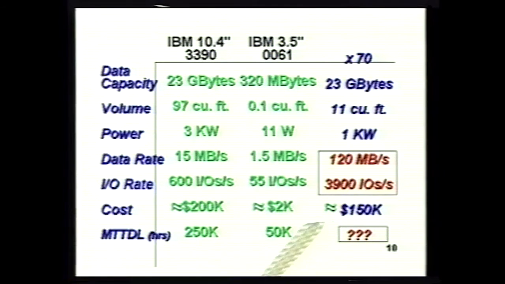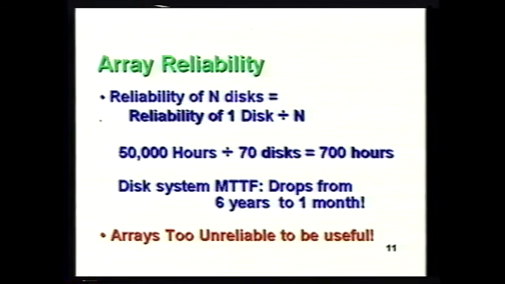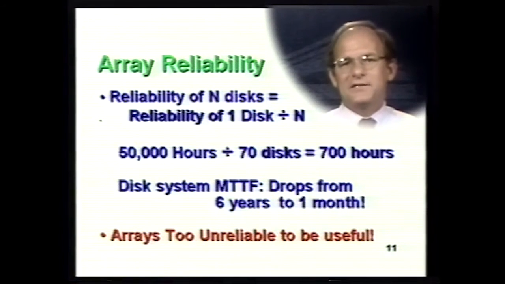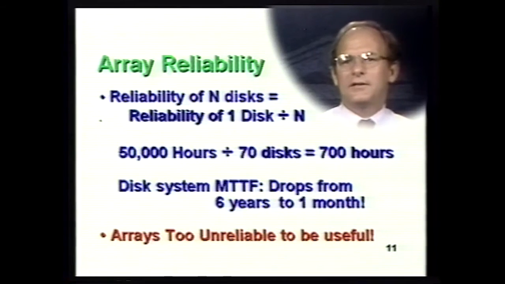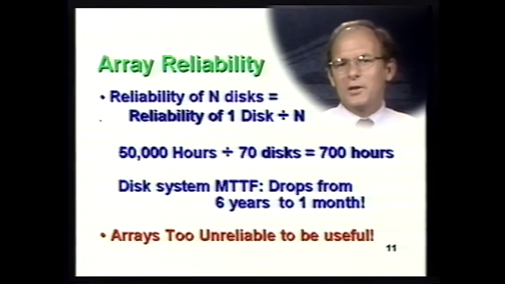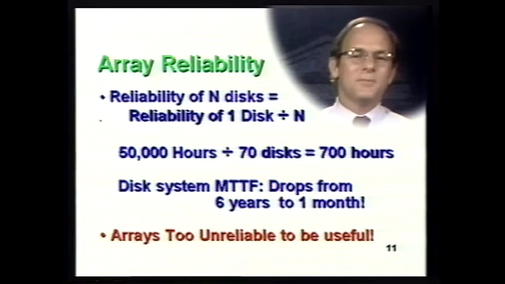But what about this last row here? What about the reliability? This is an acronym for the mean time to data loss. So you can think of it as the mean time between failures. How well will that work? Well, it turns out if things fail randomly, then the reliability of n things is 1 over n. So we take the mean time between failure from about 50,000 hours divided by 700 hours. In other words, the mean time between failure drops from 6 years to 1 month. Therefore, disk arrays are too unreliable to be useful. Therefore, it's a bad idea.